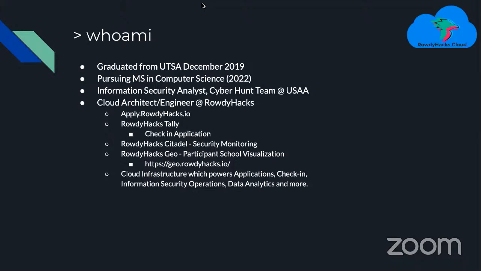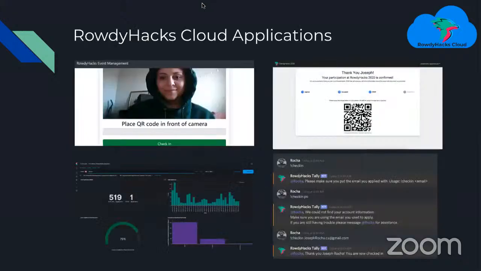RowdyHacks Tally, which is our check-in application. RowdyHacks Citadel, which is our security monitoring tool. Geo, which is really cool. It's a participant school visualization. So if you go to geo.rowdyhacks.io, you can actually see the different schools that we have, the schools that people are attending who are going to be participating at RowdyHacks. And the other stuff, just the cloud infrastructure, which powers the applications, check-in, security operations, data analytics, and there's a bunch of other stuff that we've pushed to the cloud.